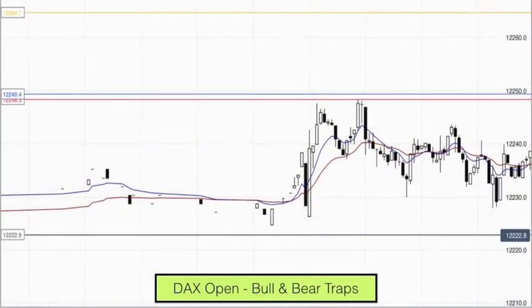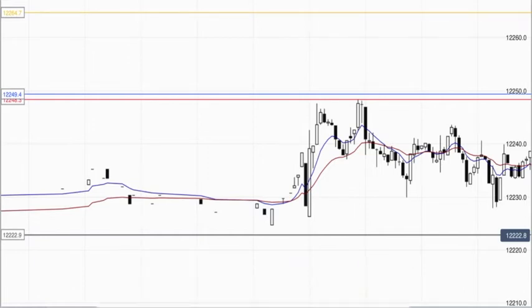Hi traders, this is the DAX 1 minute time frame. One of my favourite markets, the DAX, for trading fast time frames. I'm going to look at some scalping action on this market at the open today. Some good price action, some good trades to review.